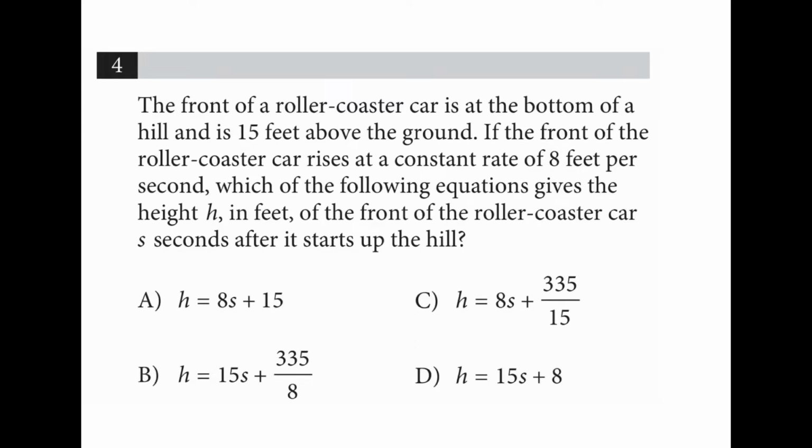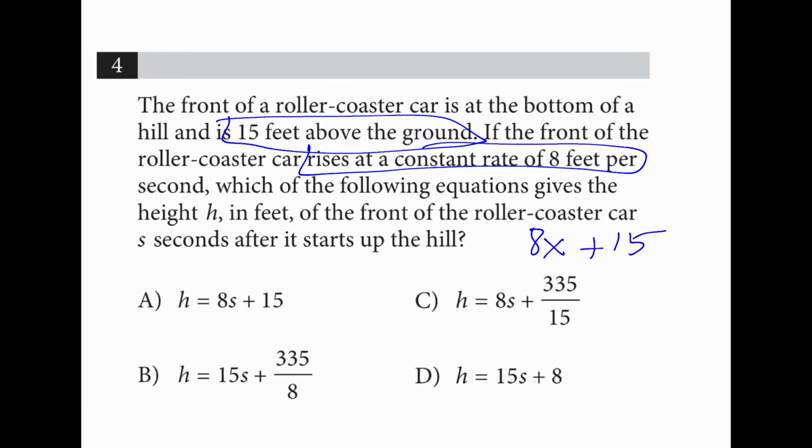So the front of the roller coaster at the bottom of the hill is 15 feet above the ground. And it rises at a constant rate. That tells you that the second number here is the slope. So 8 times something plus 15. And that'll give us the height.